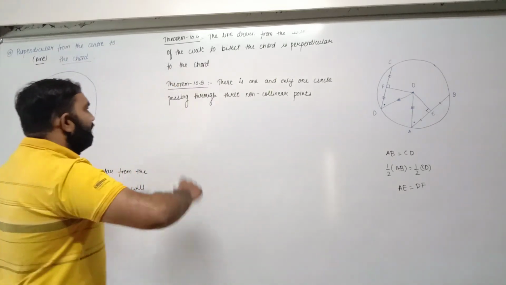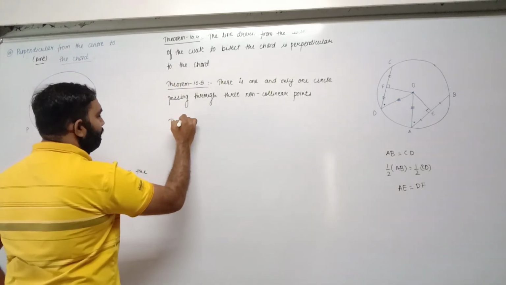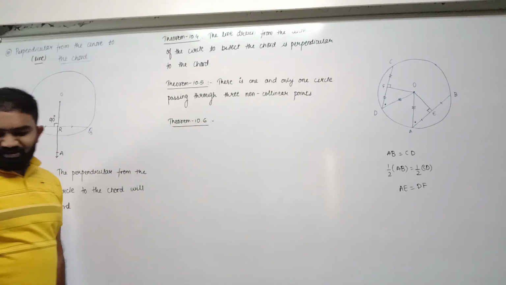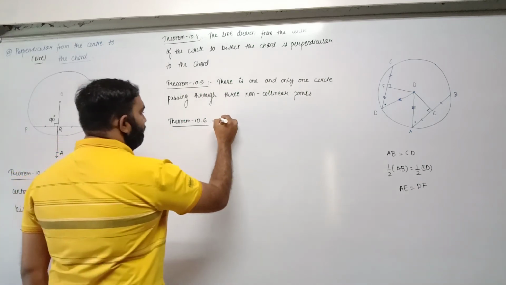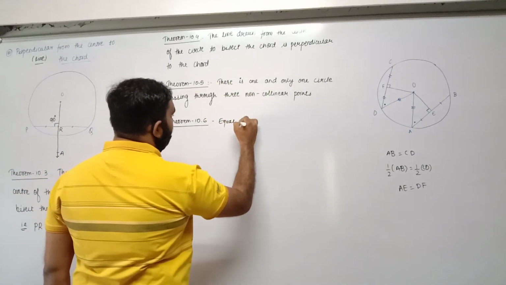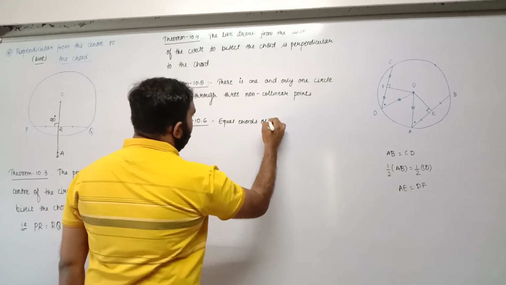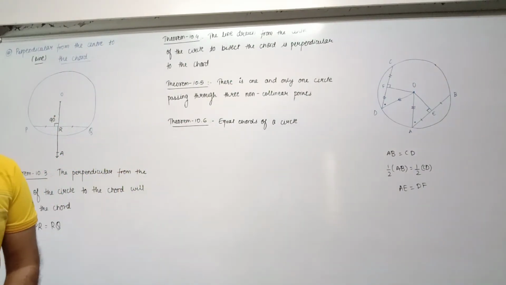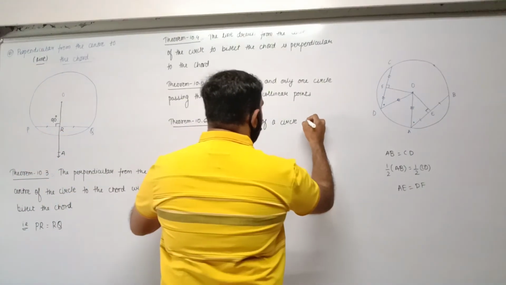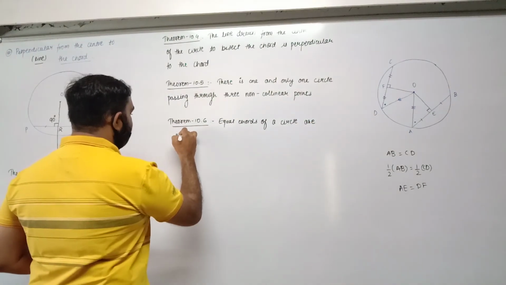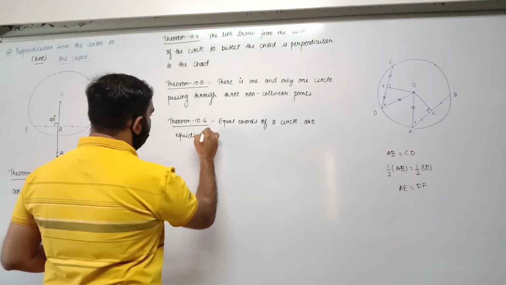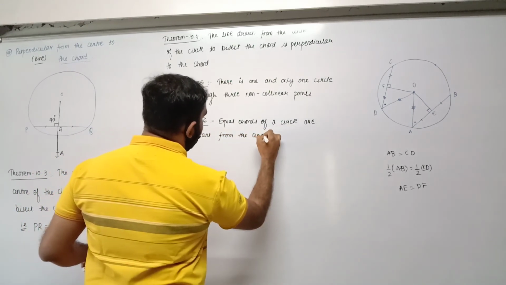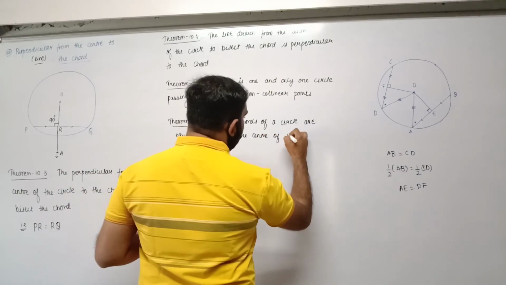I am going to prove it here. So based on that, theorem number 10.6, it says that equal chords of a circle are equidistant from the center of the circle.